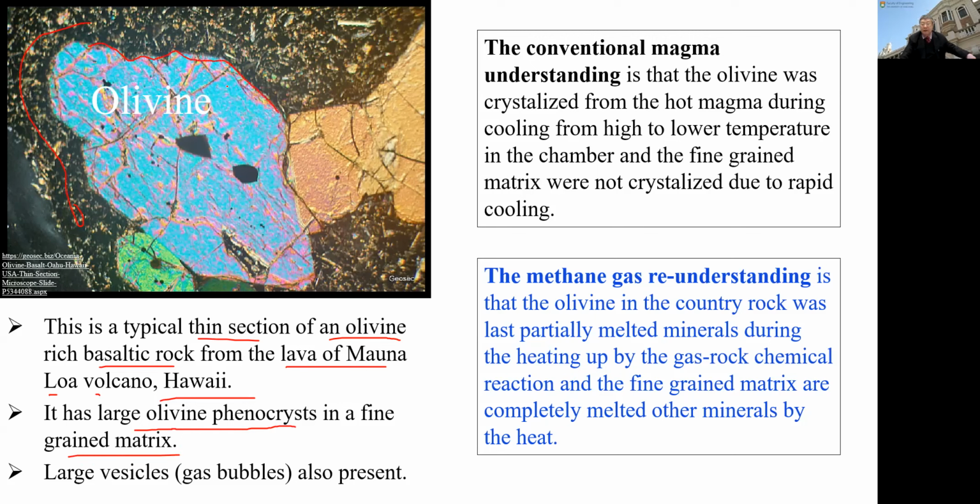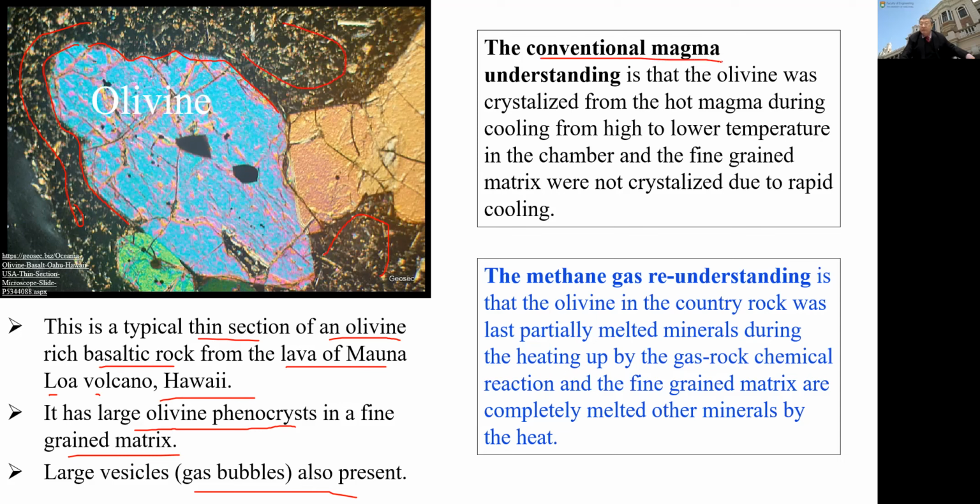grew up well, so the boundary is not clear. Actually, there can be another interpretation: it's melted. So this one is melted, okay? So the minerals are melted. Then you have a lot of gas bubbles inside, which they call vesicles, okay? Vesicles are present also, so bubbles inside. So that's the melting here by gas reaction.